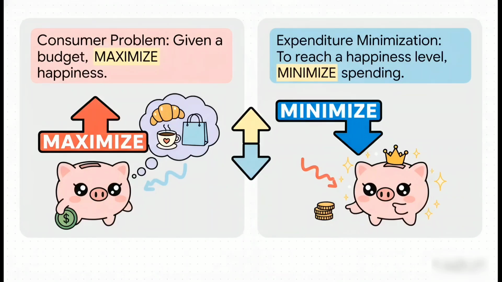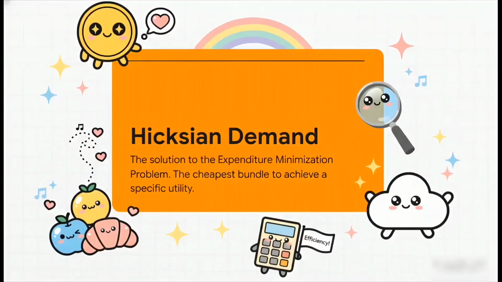One maximizes happiness for a set budget, the other minimizes cost for a set level of happiness. And the answer to this new cost-minimizing question, that has a name too, it's called Hicksian demand.